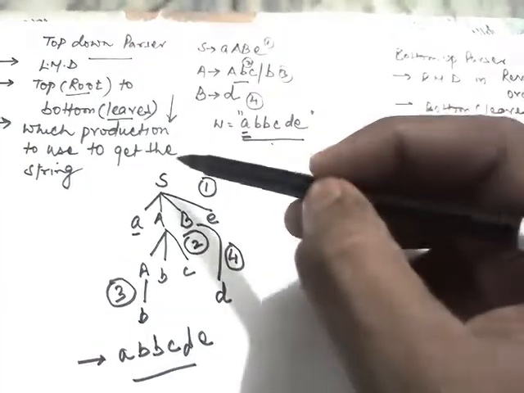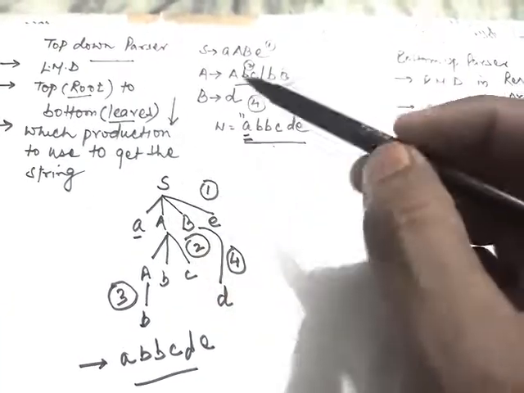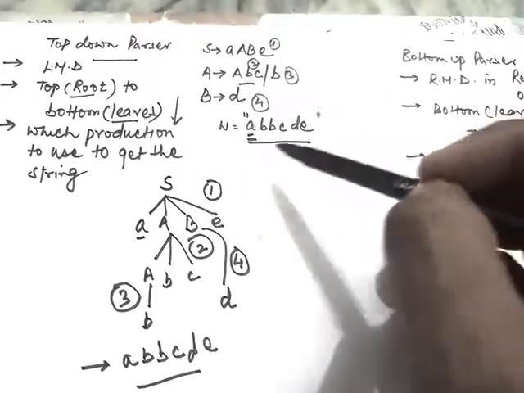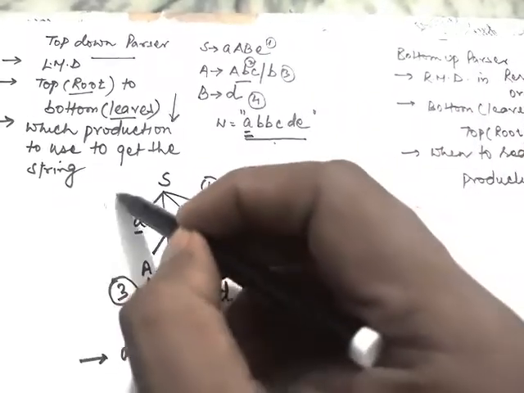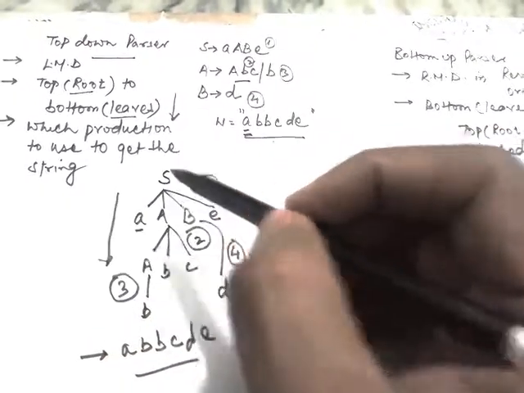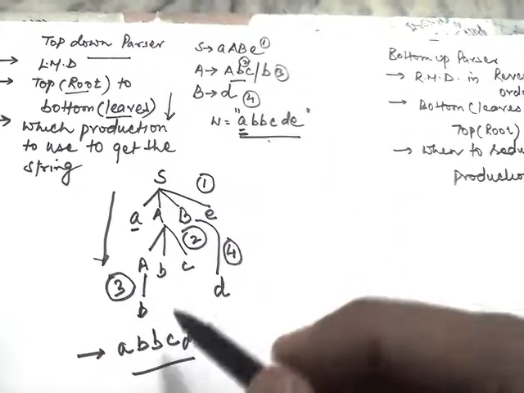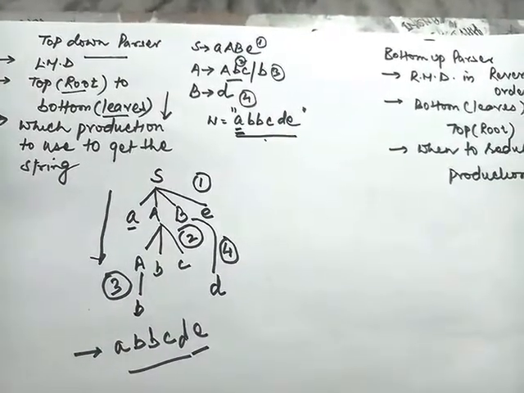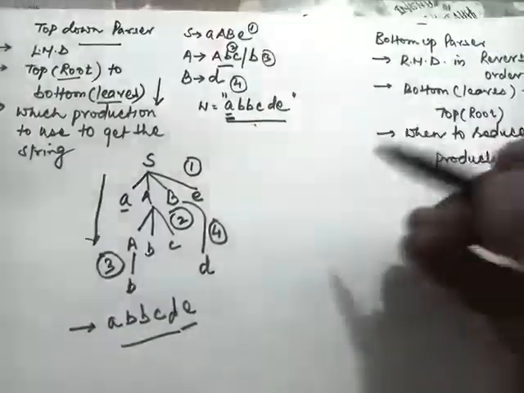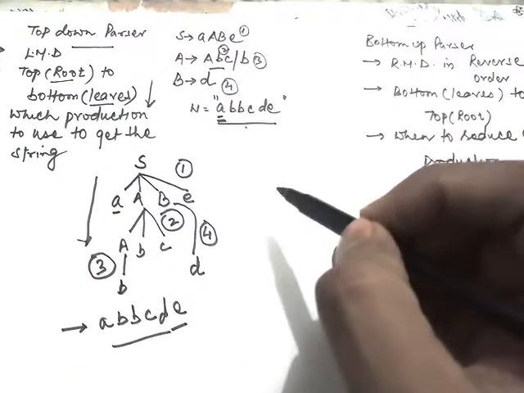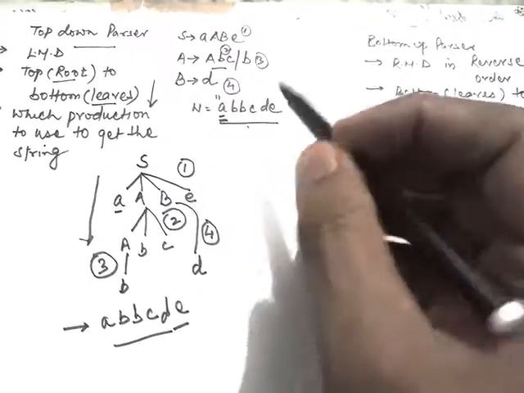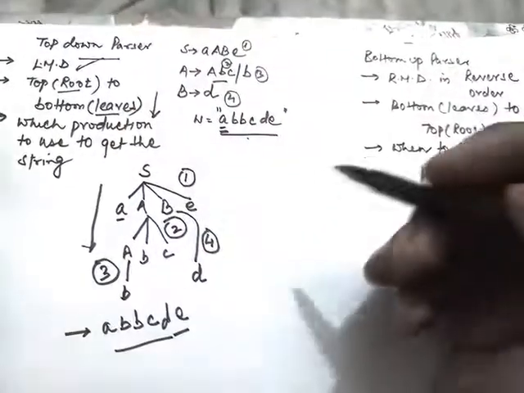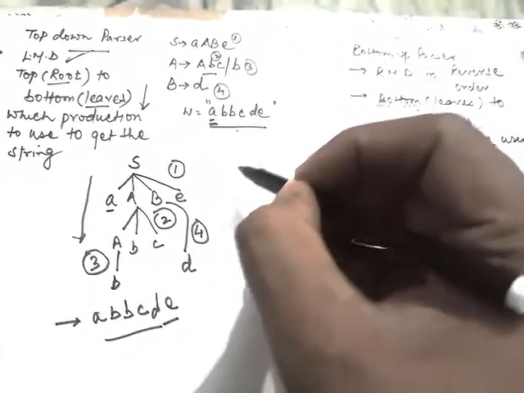So the idea is that you start from the root, decide a particular production according to your string, and move downward, from root to leaves, and you will obtain the desired string. Second thing is that you can observe that this top-down parser uses leftmost derivation. So let's see how it will be.